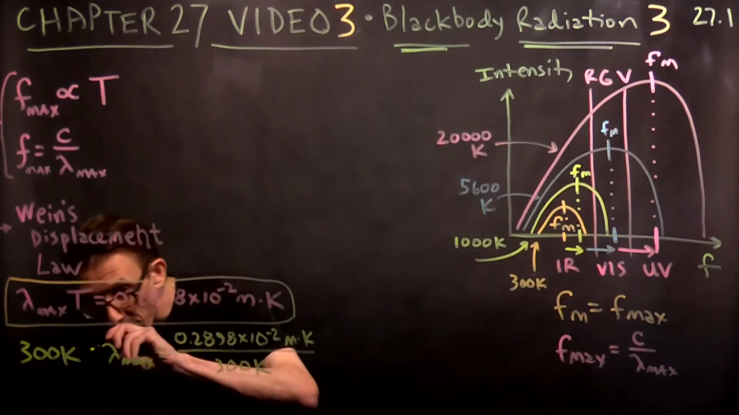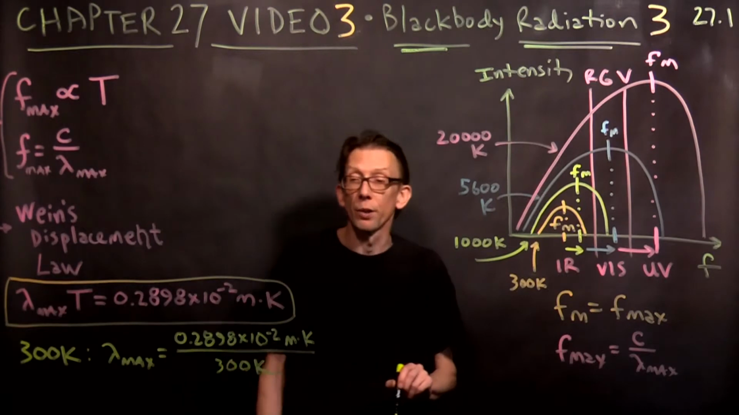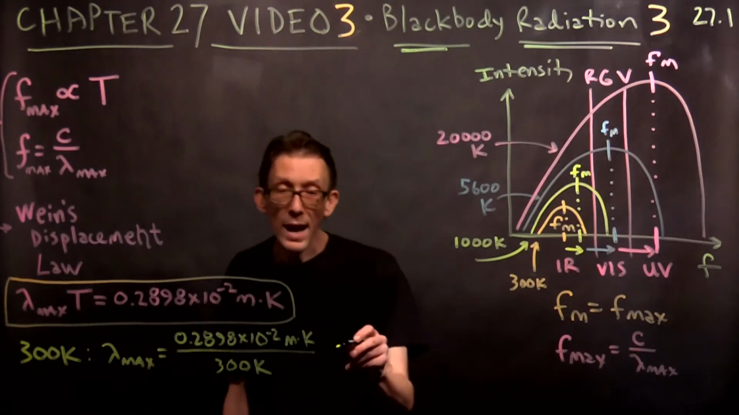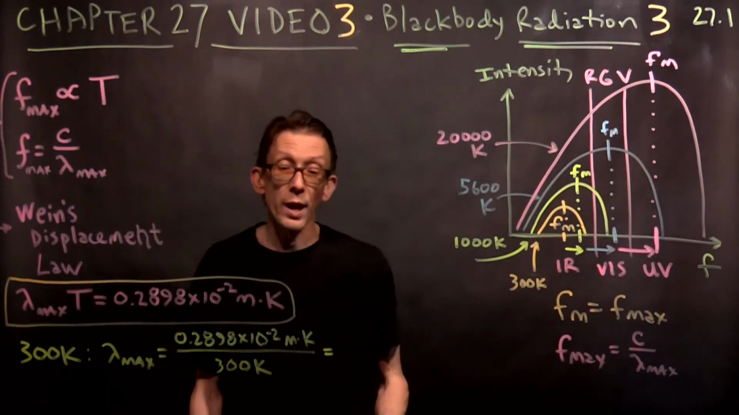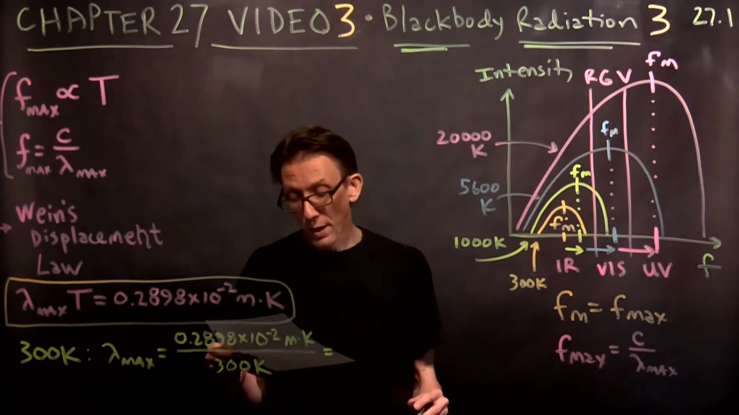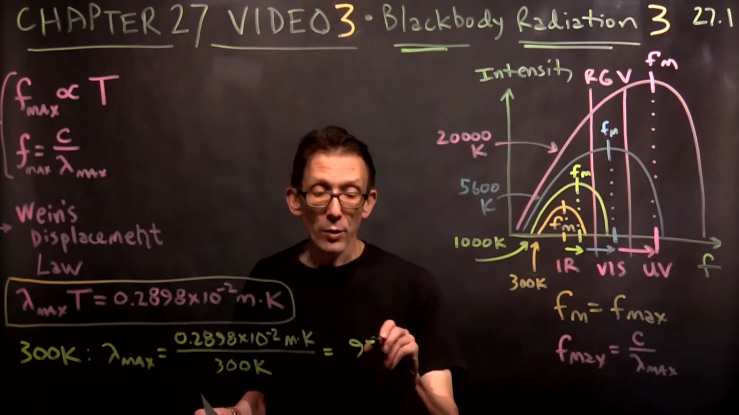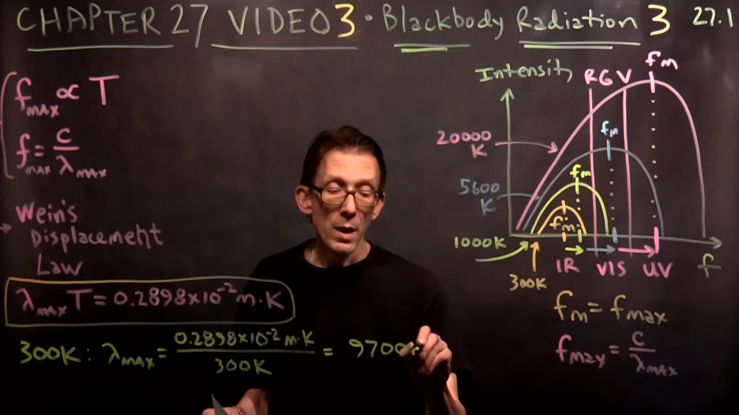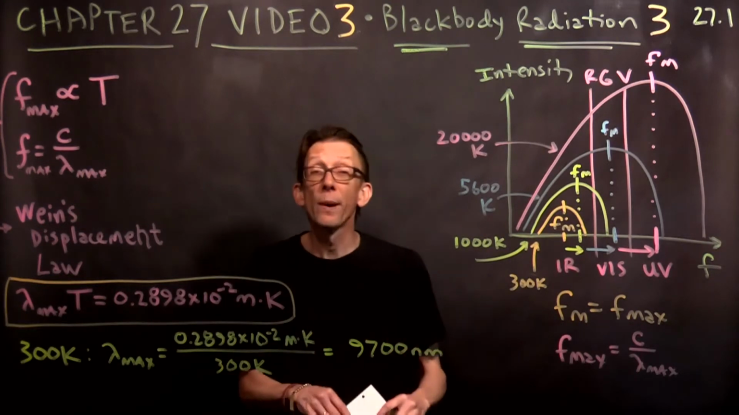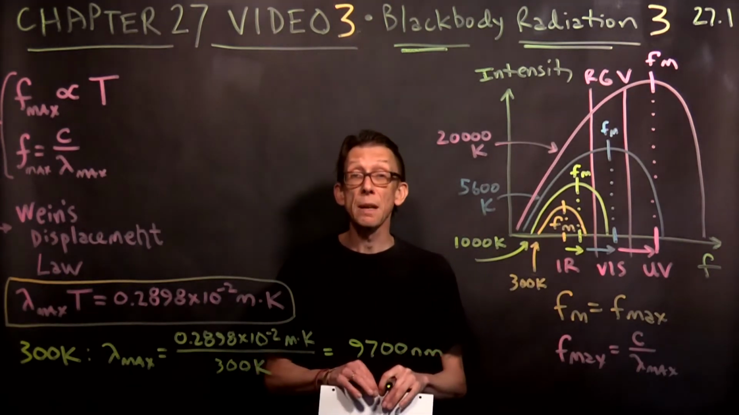This is at 300 kelvins, at room temperature. And if you do the maths, the kelvins are going to cancel, you're left with meters, and you end up with 9,700 nanometers. 9.7 times 10 to the negative 6 meters.